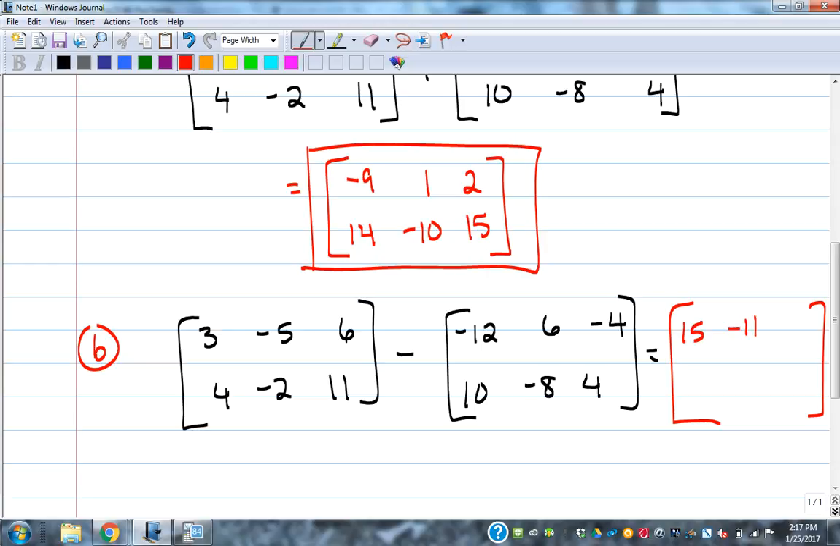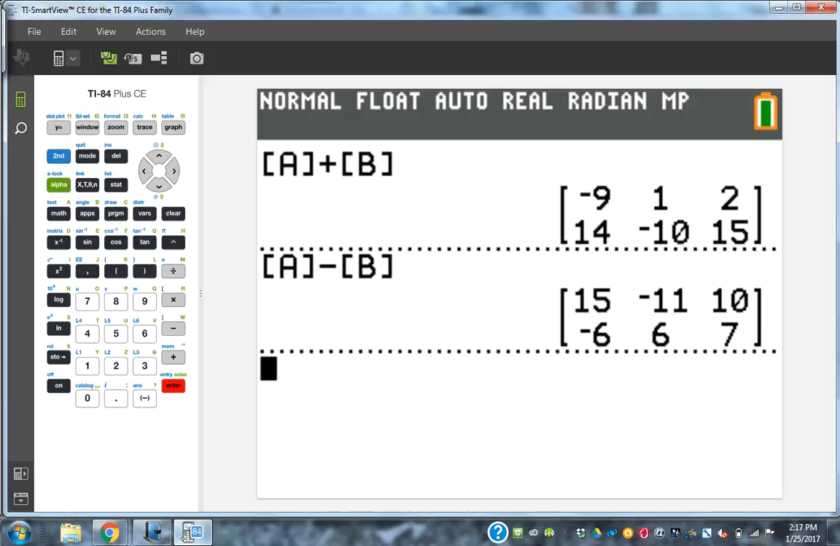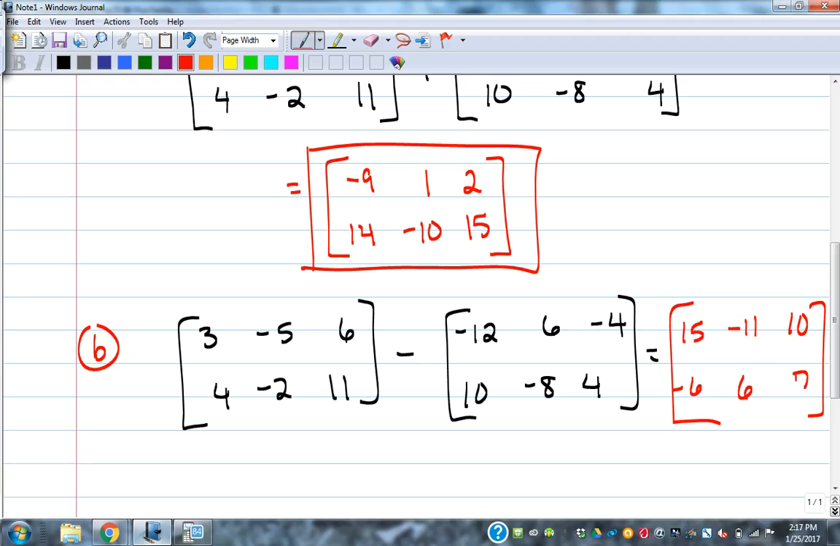So not everything you do in school is something you're going to do in real life. So we're going to subtract by hand: 6 minus -4 would be 10. And then 4 minus 10 would be -6. -2 minus -8 would be +6. 11 minus 4 is 7, right? And that's the same matrix that I got with the calculator.